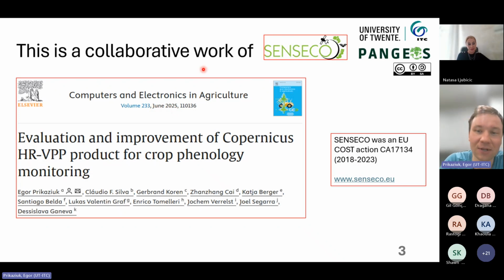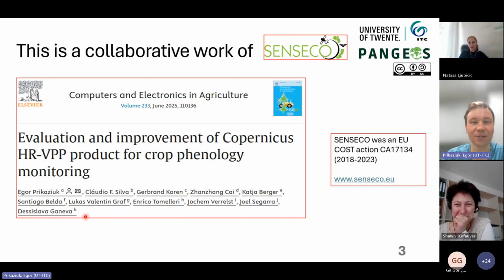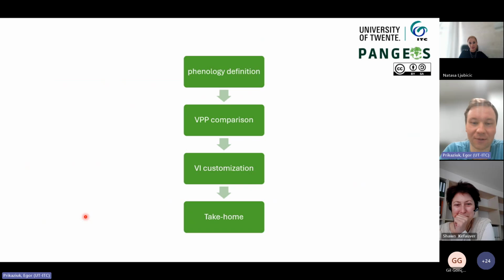This is a collaborative work of the previous COST Action, SENSECO, and actually this one as well, because, for example, Joel joined only this COST Action. So this is also an example of the work that you can do using the network, the COST Actions, such as PANGEOS, for your research. All these authors are SENSECO and PANGEOS members, and you see our chair of today and the co-chair of the COST Action. This is Slava, the lead idea generator.